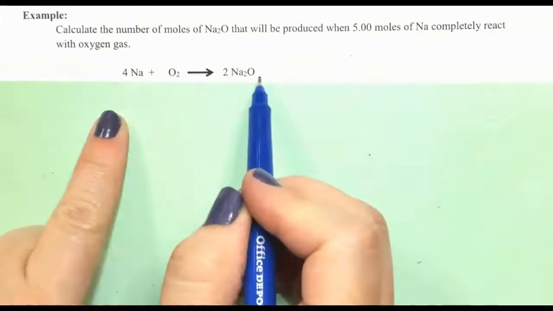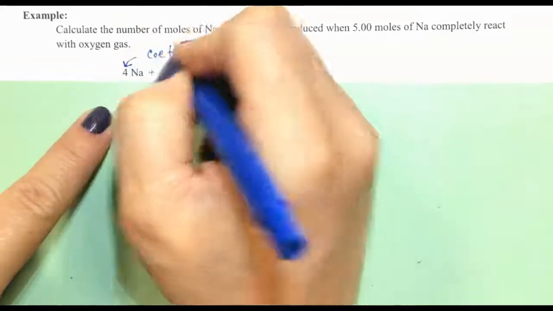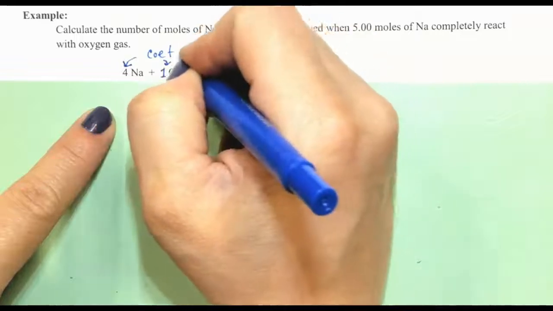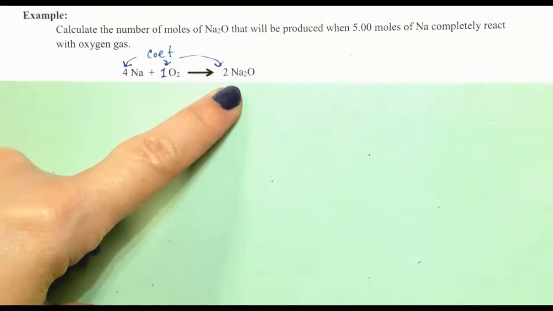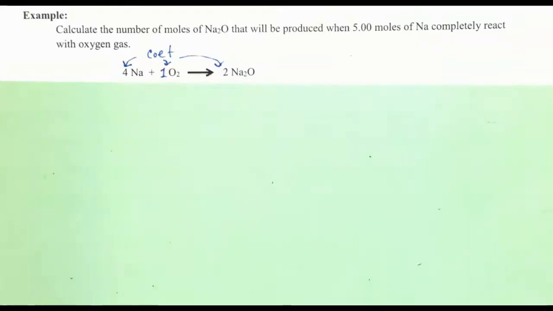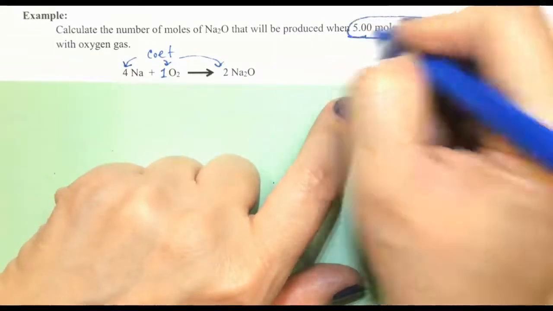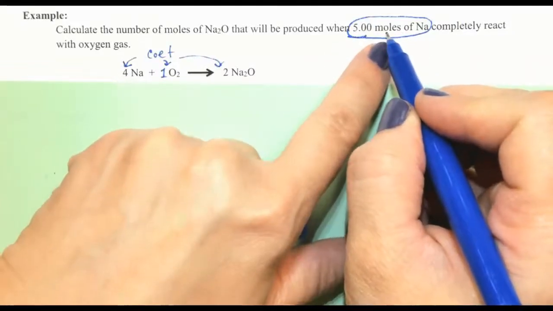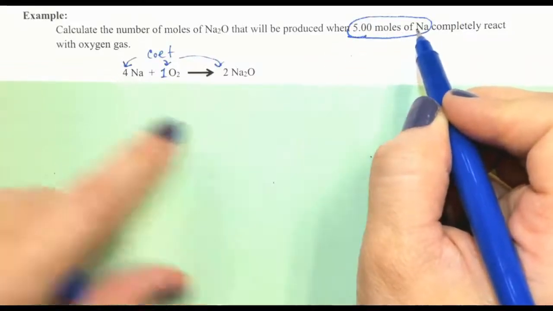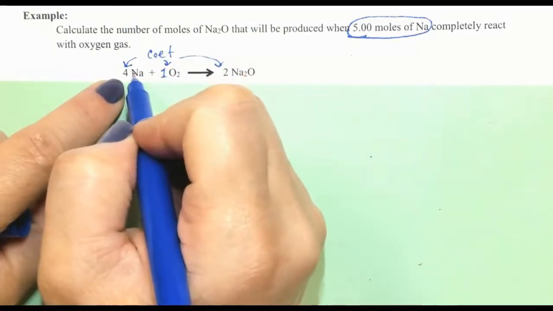This is our balanced equation. So that means that my coefficients are going to be 4, 1, and 2 for each of these compounds, sodium, oxygen, and sodium oxide. So now let's look in the problem and locate our given. And here it is, 5.00 moles of sodium. You have to identify not only the number of your given, but the unit and of what it is, because that's going to tell you which coefficient we're going to use in the equation as well.